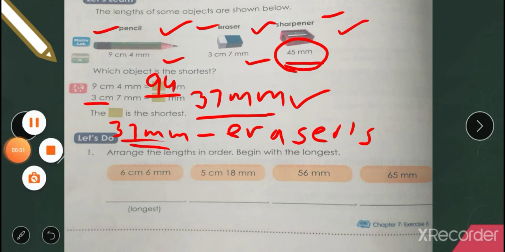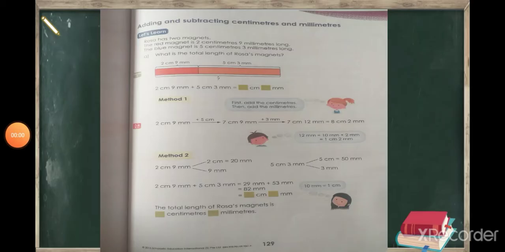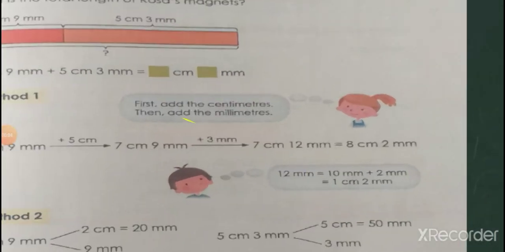The next we have is arranging the lengths in order, beginning with the longest. This you have to do yourself in your books. Let's go for the next page: adding and subtracting centimeters and millimeters.